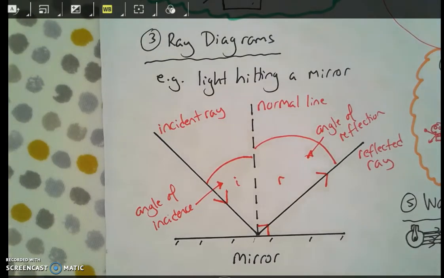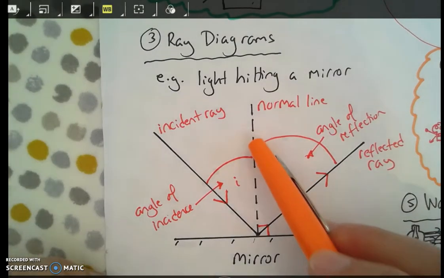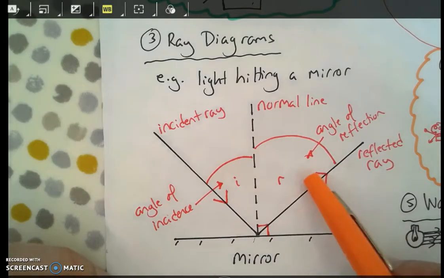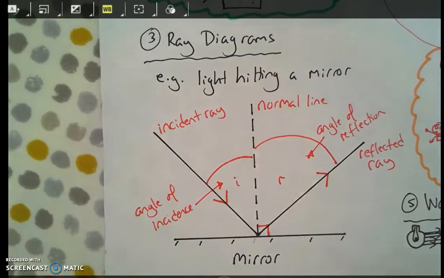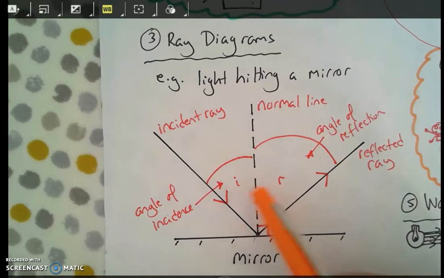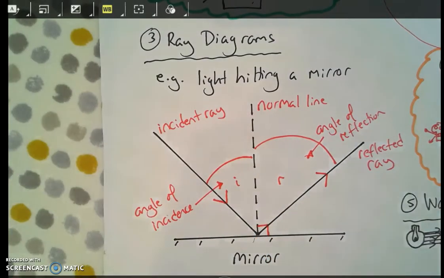Okay, and again we can measure the angle between the normal and the reflected ray, and we would call that the angle of reflection. And sometimes we use a little i and a little r to show that. So that is our ray diagram.